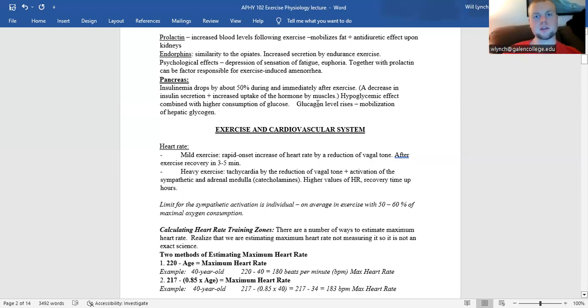Okay, glucagon levels are going to go up. Glucagon levels will rise, and that is going to enhance the mobilization of the liver to promote glycogenolysis, which is the cleavage of glycogen into glucose.